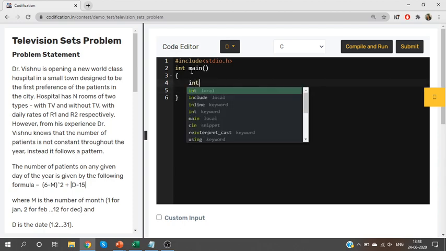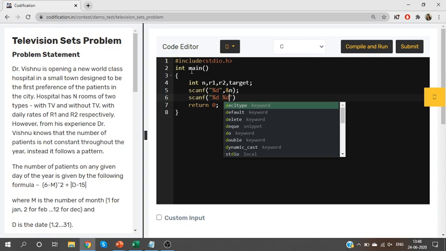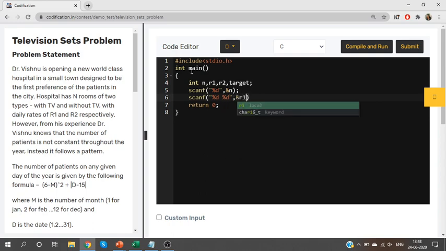Okay, so you'll have n value, r1, r2 and target. The first line will have the n value, the second line will have the r1, r2 values, and the third line will have the target value. You can scan everything in the same line also, but just to make the difference very clear, I'm doing it in individual lines. Clear? This is how our input is going to be.